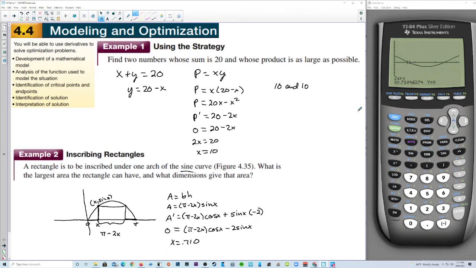If we plug in, keep in mind that x is holding that value. So if we go pi minus 2x, then the base is 1.721 by, and then we want the sine of x, which is the height. 0.652. Now, if we multiply those two together, that should be the area. So we'll take that number times, and we'll go grab this number. And the area is 1.122.